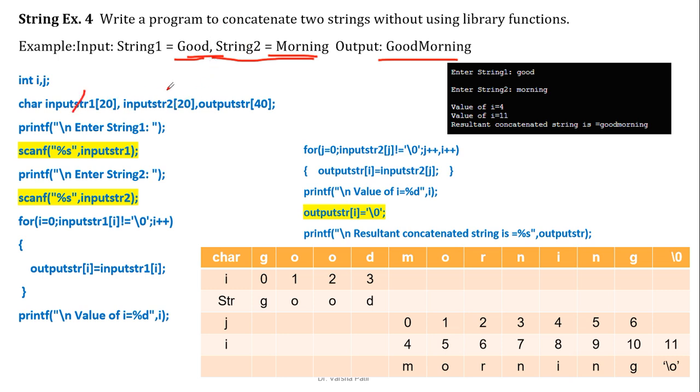Input strings 2 of 20 and 20, and output string of 40. Then these 20 and 20 we accepted. Now what we need to do is copy the first string. So we will copy.